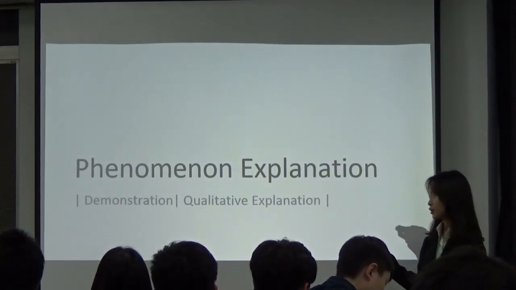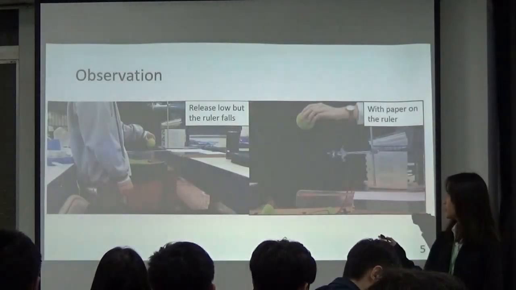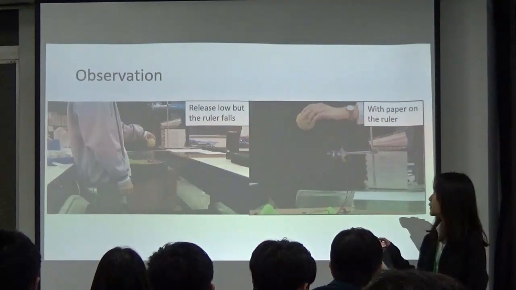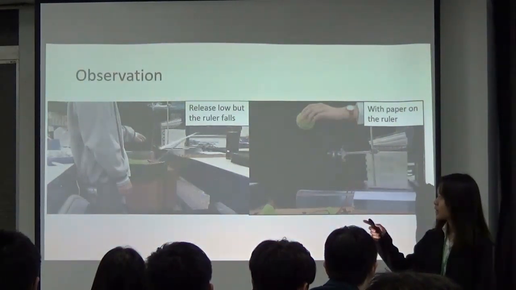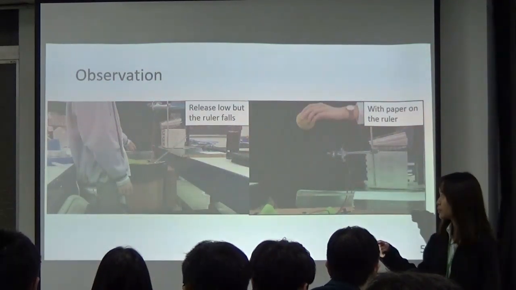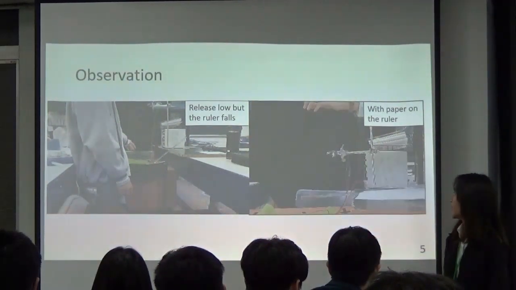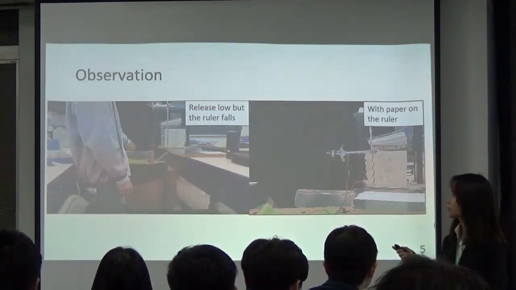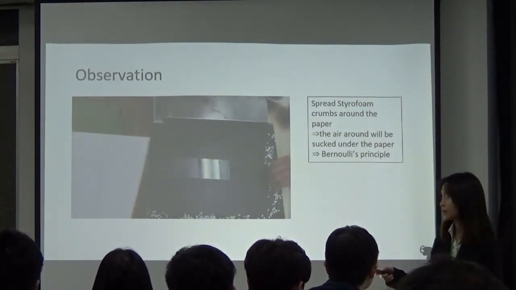At first, I want to show my observation videos. As you can see, the two videos are both covered by the A4 paper. But on the left-hand side, when we throw a ball from very low, the ruler remains on the table, while when we throw it from a higher position, it will fall. So we think that there must be some air flowing under the paper.